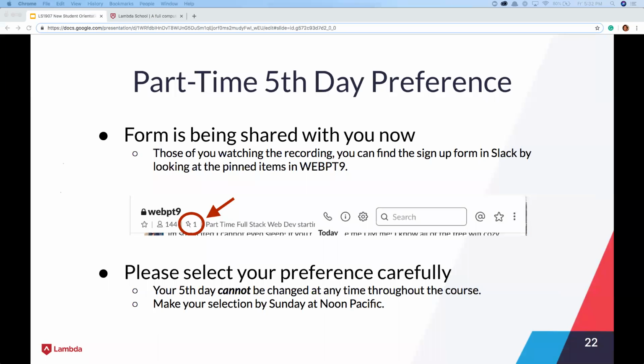If you are watching this over the weekend, go ahead and pause, fill out your 5th day preference, and make sure that we get it Sunday by noon, okay? Yeah, make sure you choose your preference carefully because we will not have the opportunity to change it for you, all right?